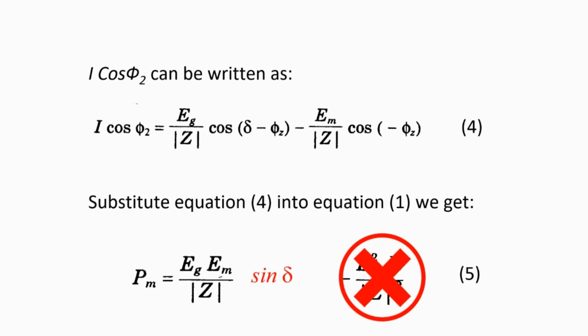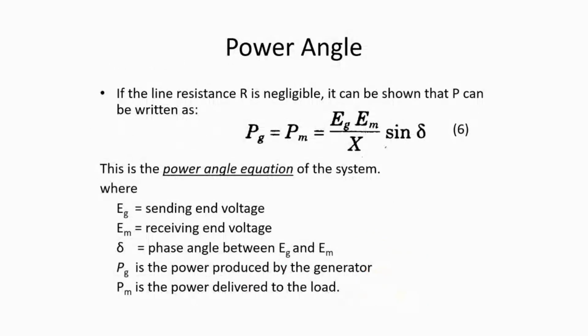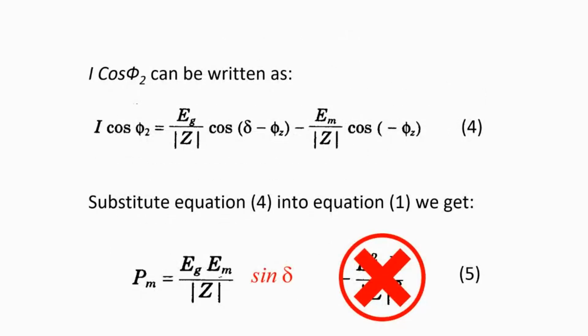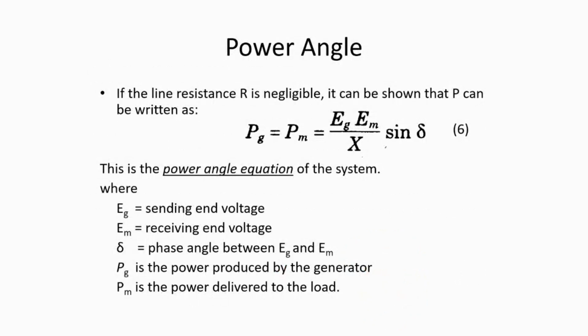Simply, sending voltage EG multiplied by receiving voltage EM divided by the impedance of the transmission line multiplied by sine delta. And remember that we said R is equal to zero, so Z will be only X. It will be reduced to P generated, same as P delivered to the load, equals EG multiplied by EM divided by X, times sine delta. And this is the most important equation for power system stability. This angle delta is sometimes called the power angle, sometimes rotor angle, load angle, or torque angle, and it is the determining factor for power system stability.